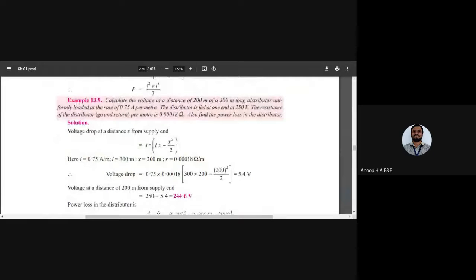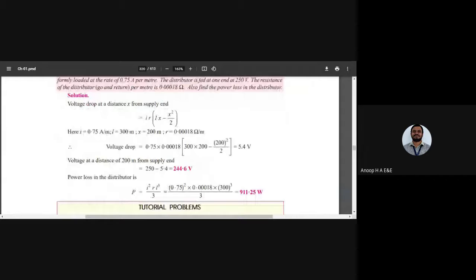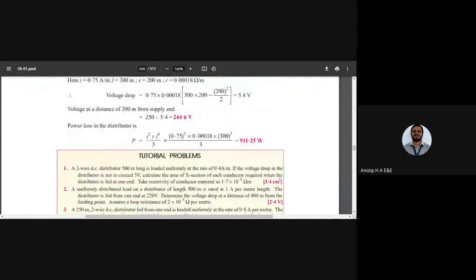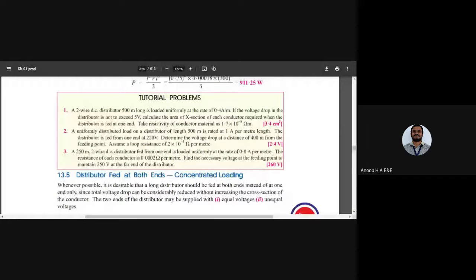That is a similar problem, where you can find out the power loss in the distributor. Okay, so these are some tutorial problems. I want all of you to make an attempt to solve these problems, which are quite important. You might get it even though it is not there in the syllabus.